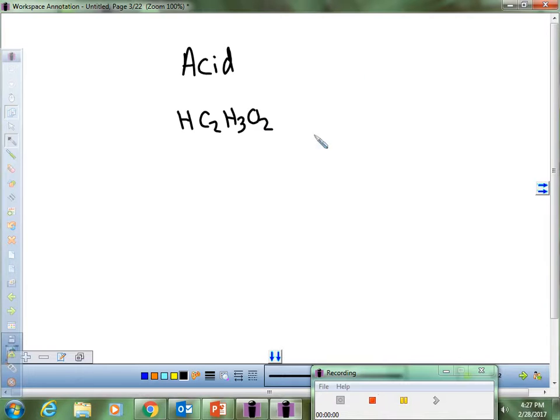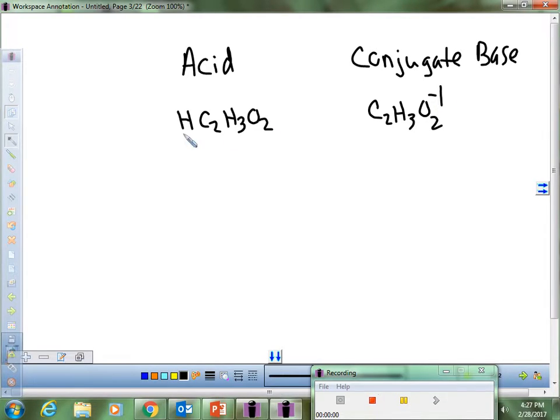There's an acid. Well, its conjugate base would be the same thing with the hydrogen removed. So this is a conjugate base, C2H. So when we took that hydrogen off, we get that ion. So if you get something like hydrochloric acid, its conjugate base would be the chloride ion.